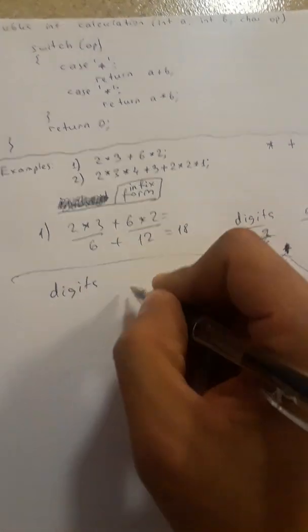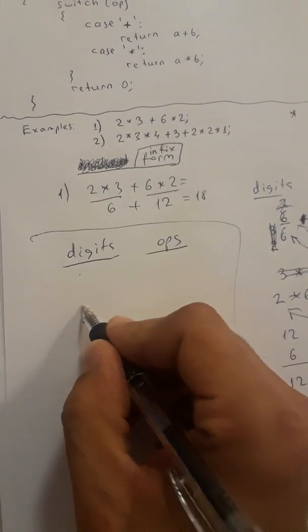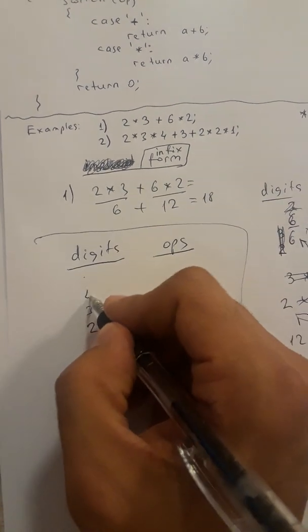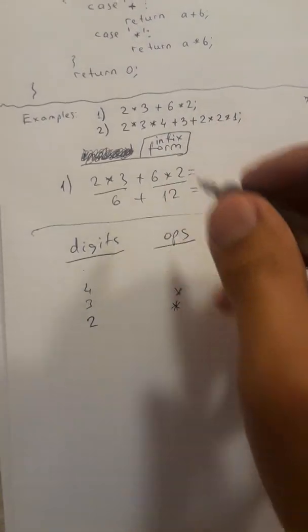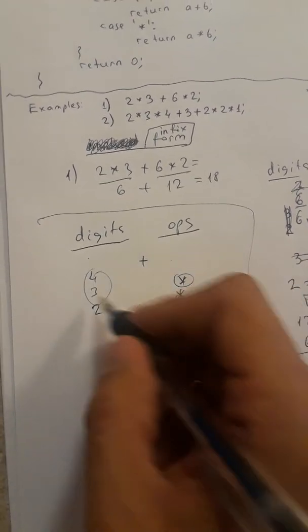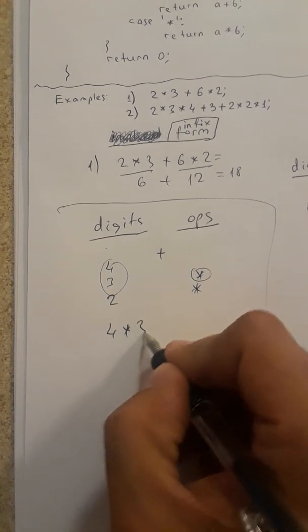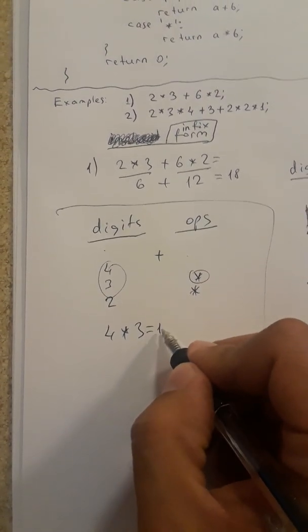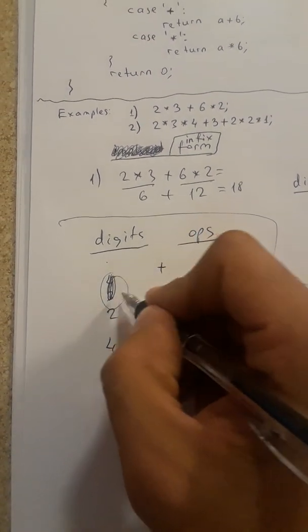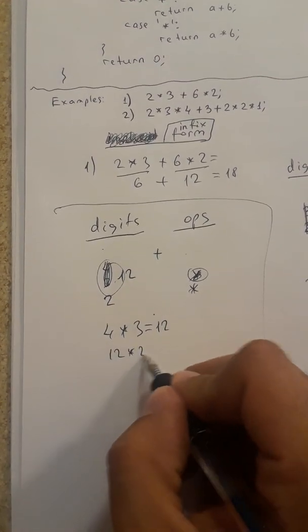So for the second example, again we'll keep pushing like 2, 3, multiply operator, 4, and when we see plus, we always evaluate the elements in our stacks, like 4 multiplied by 3, it is 12. Then 12 multiplied by 2, it's 24.